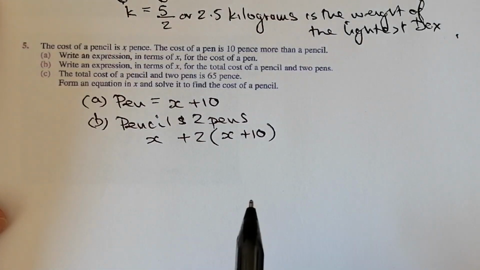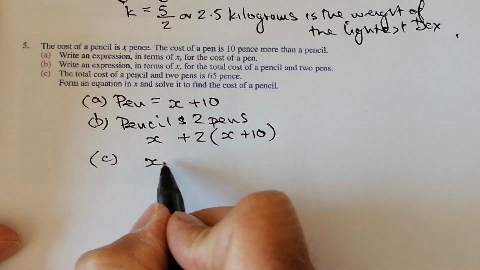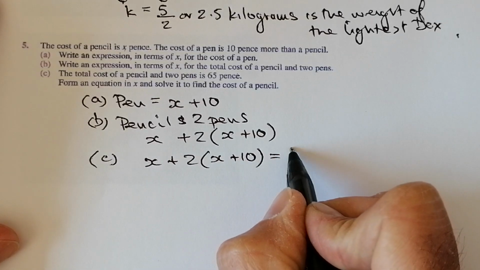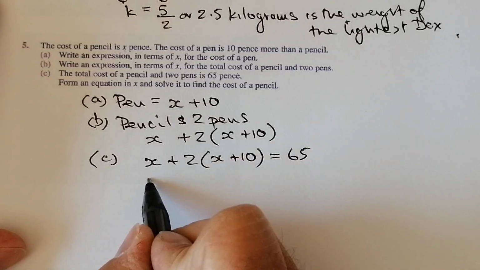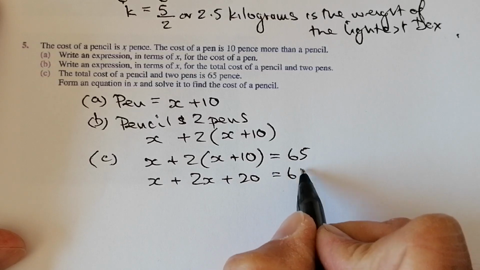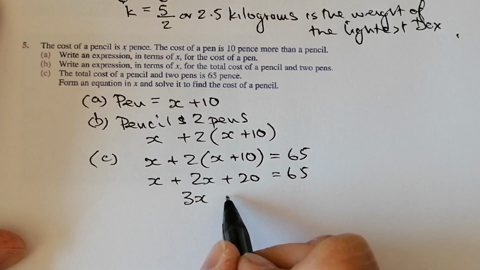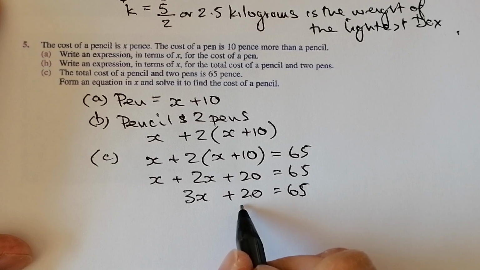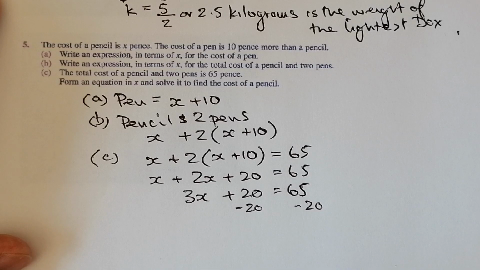Okay, let's go ahead and work this one through. So we know that for part C, what we've got is x plus 2 times x plus 10, and that's going to be equal to 65 pence. Let's multiply this bracket out and we'll solve this equation. 2x plus 20 equals 65. I'm going to gather these together. I've got 3x plus 20 equals 65. What we'll do next is get rid of this 20 from this side because I don't want that on the left hand side. Do something to the left, do the same to the right.